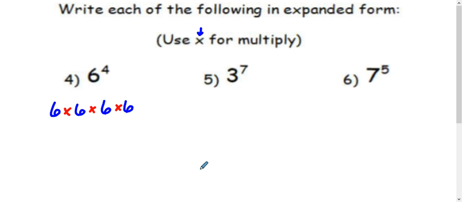In example 5, we are asked to write each of the following in expanded form. And you are going to use x to type in as your multiplication symbol. So in example 5, we first want to figure out what is our base. Our base is 3. It's the bigger number. And how many times do we multiply it out? That would be your exponent, 7. So we're going to say 1, 2, 3, 4, 5, 6, 7 times that 3 is multiplying. And remember, when you type this in, there needs to be an x to show multiplication.